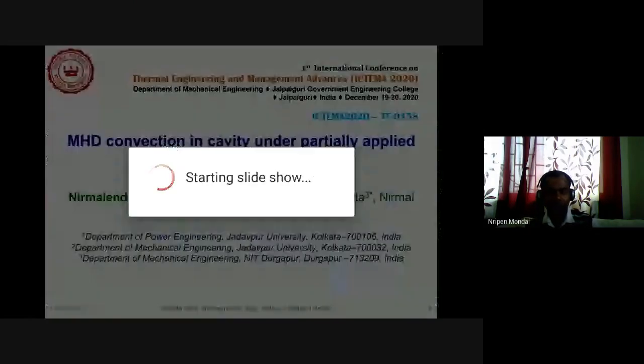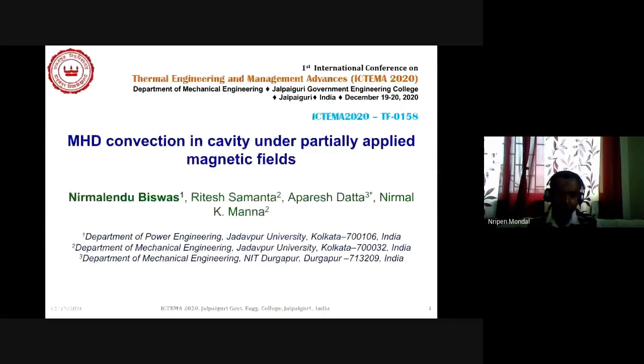Okay, once again, very good afternoon. Actually, this work was carried out by our final year student who has already left, so I have to present now. I'm going to present the work, MHD convection in a cavity under partially applied magnetic fields. The co-authors are Ritesh Samanto, Aparesh Datta, and Nirmal Kumar Manna.